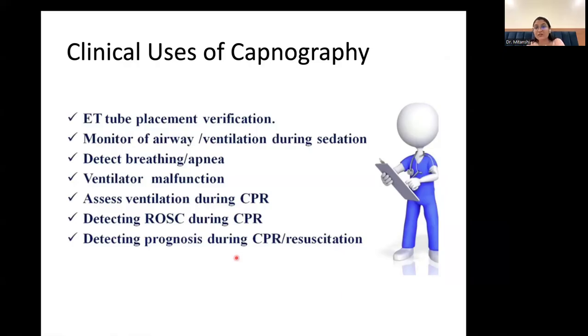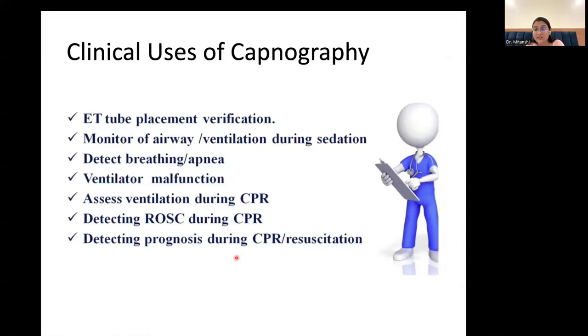Then, to detect breathing and apnea. It's very important. If I have not secured the airway of the patient, I will have to keep him breathing, and it will let me know if the patient is going into apnea. Ventilator malfunction: if my ventilator is not adequate in bringing out CO2 from the patient, it will require me to change a lot of parameters in my ventilator, and that is why ventilator malfunction detection is very easy with EtCO2.